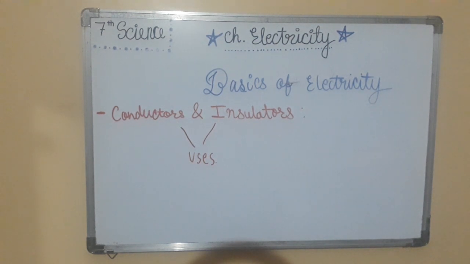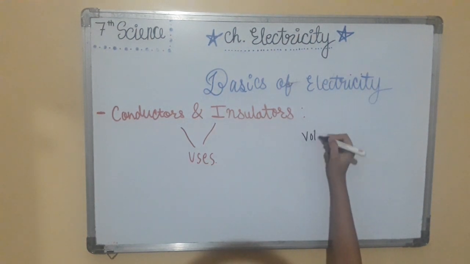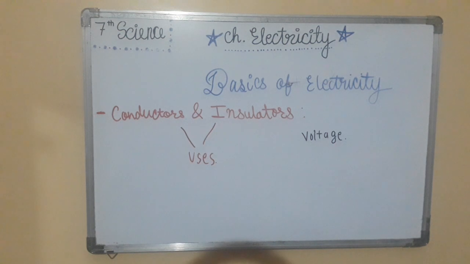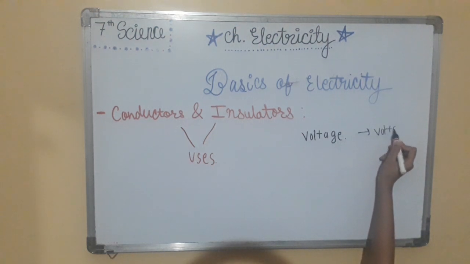Now, voltage. Water needs some pressure to force it through a pipe. In the same way, for electrons to move, they need a push force. This push or force needed to move electrons is called voltage. The voltage is measured in volts.